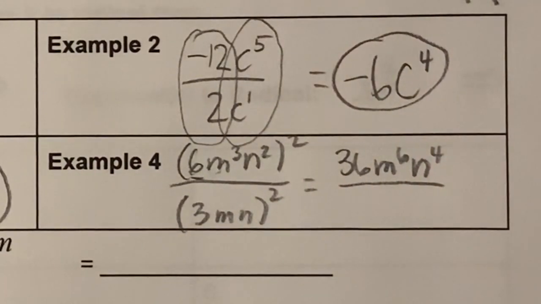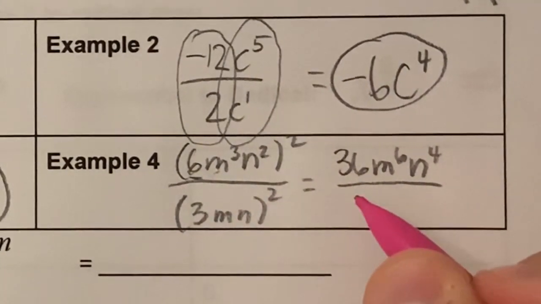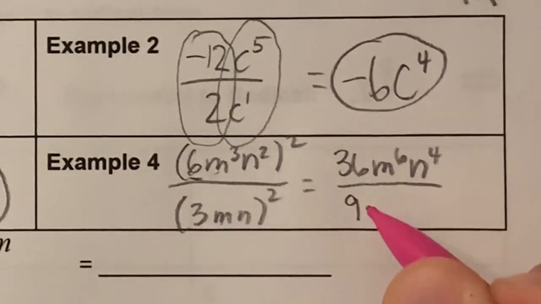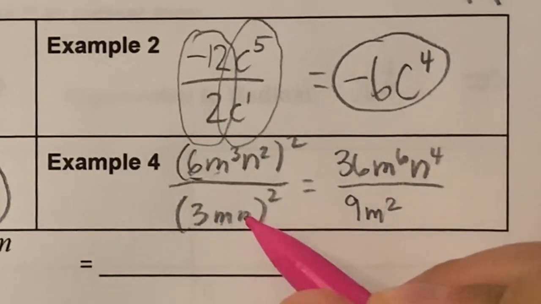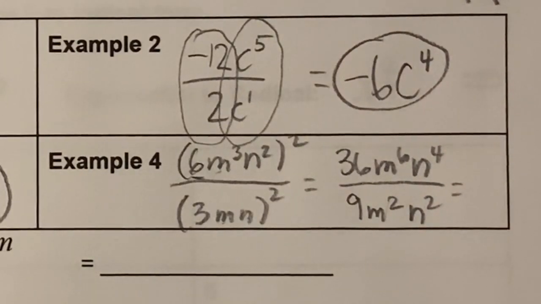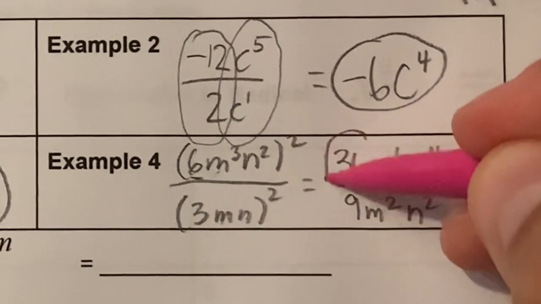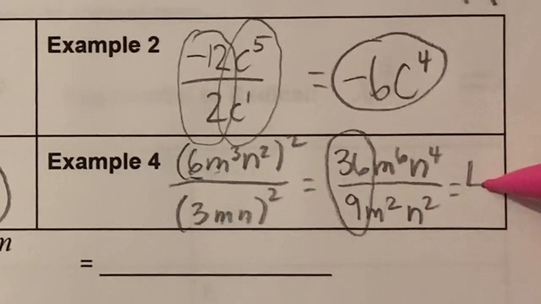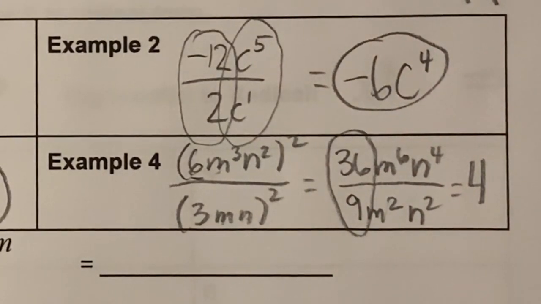Let's square everything on the bottom. 3 to the 2nd power is 9. M to the 2nd power is m to the 2nd. And n to the 2nd power is n to the 2nd. Now we can simplify everything separately. I have 36 over 9, which is 36 divided by 9, which is 4.